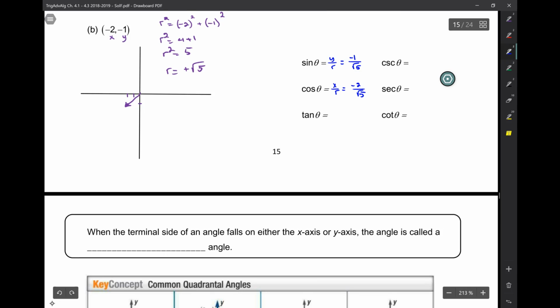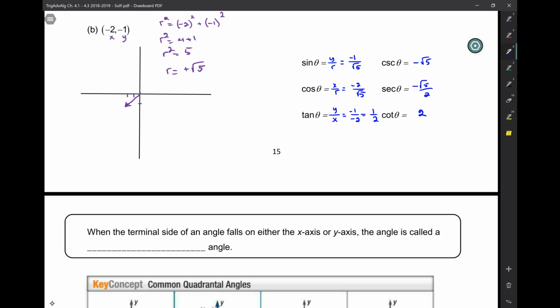Tangent is y over x, negative what? -1 over -2, so that's just a half. And then for their buddies, we just flip. So negative root 5, negative root 5 over 2, and 2 over 1, which is 2. Does that make sense? Yeah?